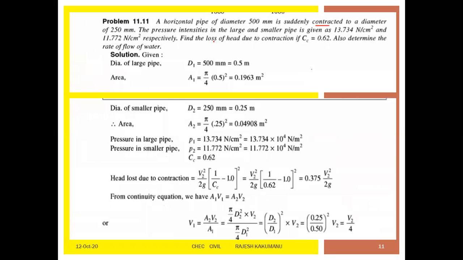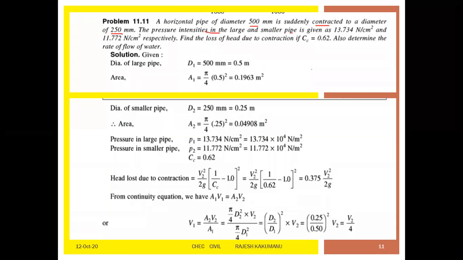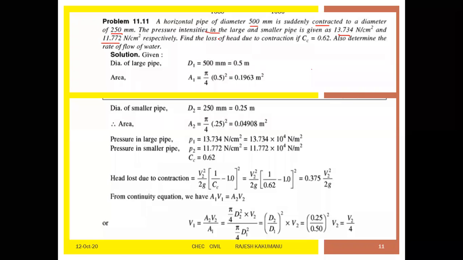Next, a horizontal pipe of diameter 500 mm is suddenly contracted to the diameter of 250 mm. So ఎక్కడి నుంచి ఎక్కడ జరిగింది? 500 mm నుంచి 250 mm తగ్గింది. The pressure intensities in the larger pipe and smaller pipe are P1 value ఇచ్చాడు, P2 value ఇచ్చాడు. Now find the He value, head loss value in contraction. Cc value already calculated చేసి ఇచ్చేసాడు. Now determine the rate of flow.